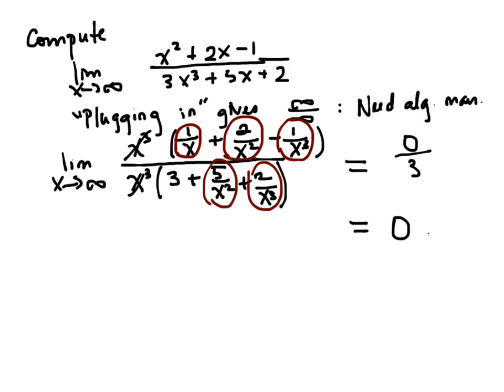In general, what you're going to see is that if the denominator has a bigger degree than the numerator, your limit will be 0. If the numerator has a bigger degree than the denominator, your limit will be infinite. And if they have the same degree, then you'll just get a ratio of those leading coefficients.